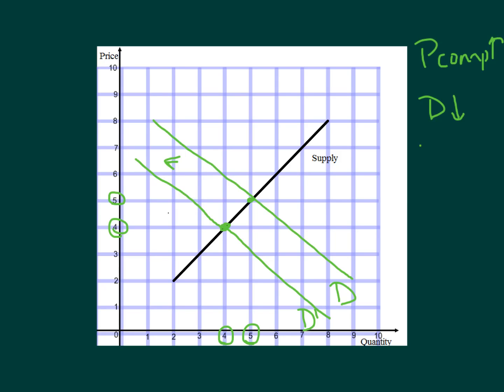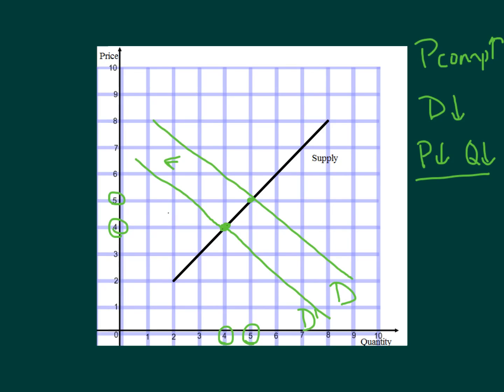So when the demand decreases, we have a drop in price and we have a drop in quantity. These two are moving together. So when we see the equilibrium price and quantity moving in the same direction, both down or both up, it's likely we're observing some sort of change in demand.